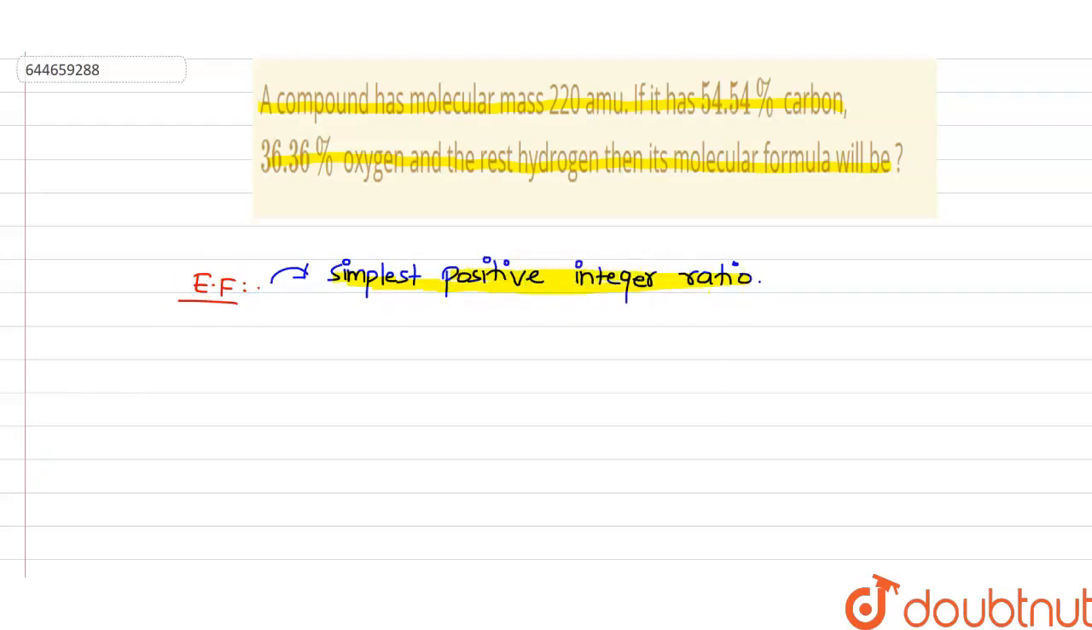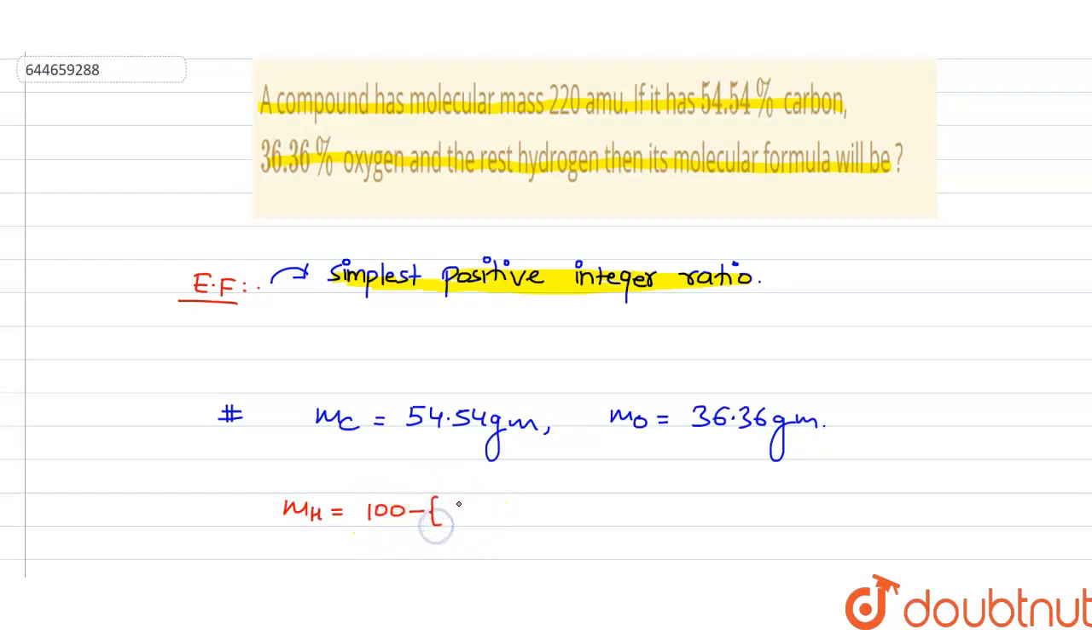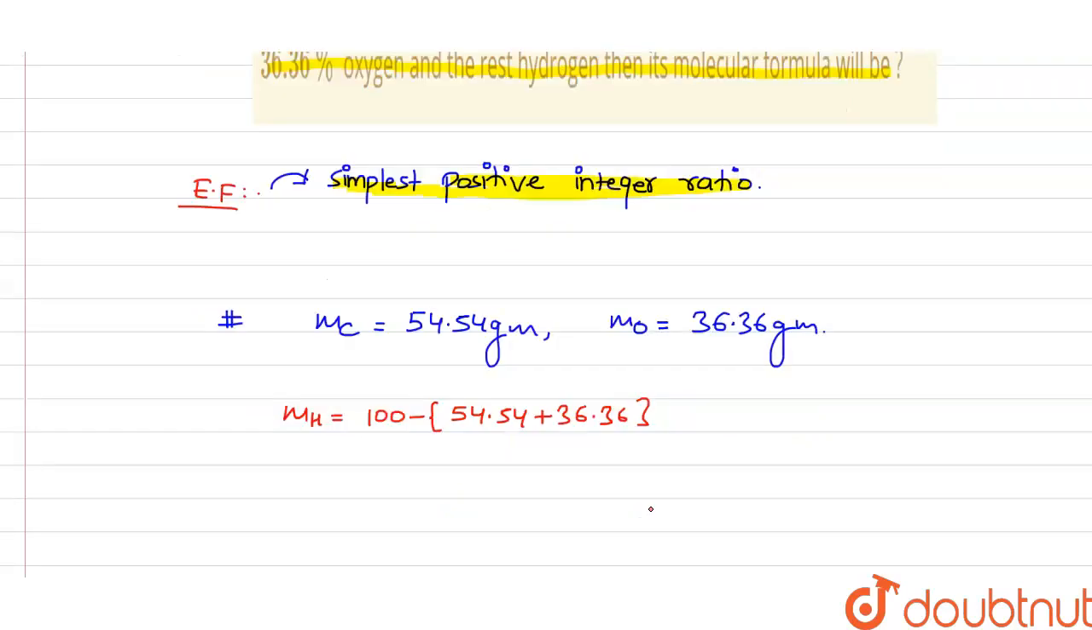Now here, suppose we are having 100% as the mass of the given compound. So from here we can say that the mass of the carbon present will be 54.54 gram, and the mass of the oxygen will be 36.36 gram out of 100 gram of the compound. So we can easily find the mass of the hydrogen, that is 100 minus (54.54 plus 36.36). On solving it, we find the mass of the hydrogen, which will be equal to 9.1 gram.